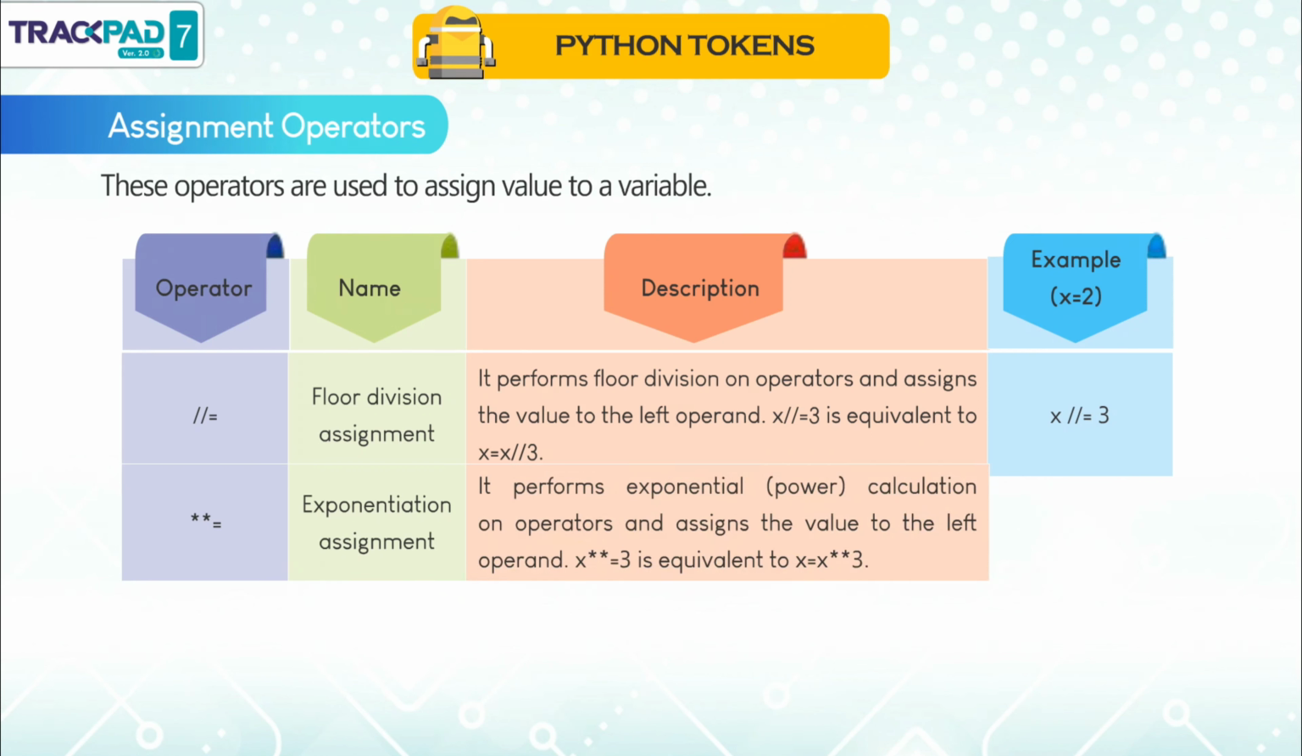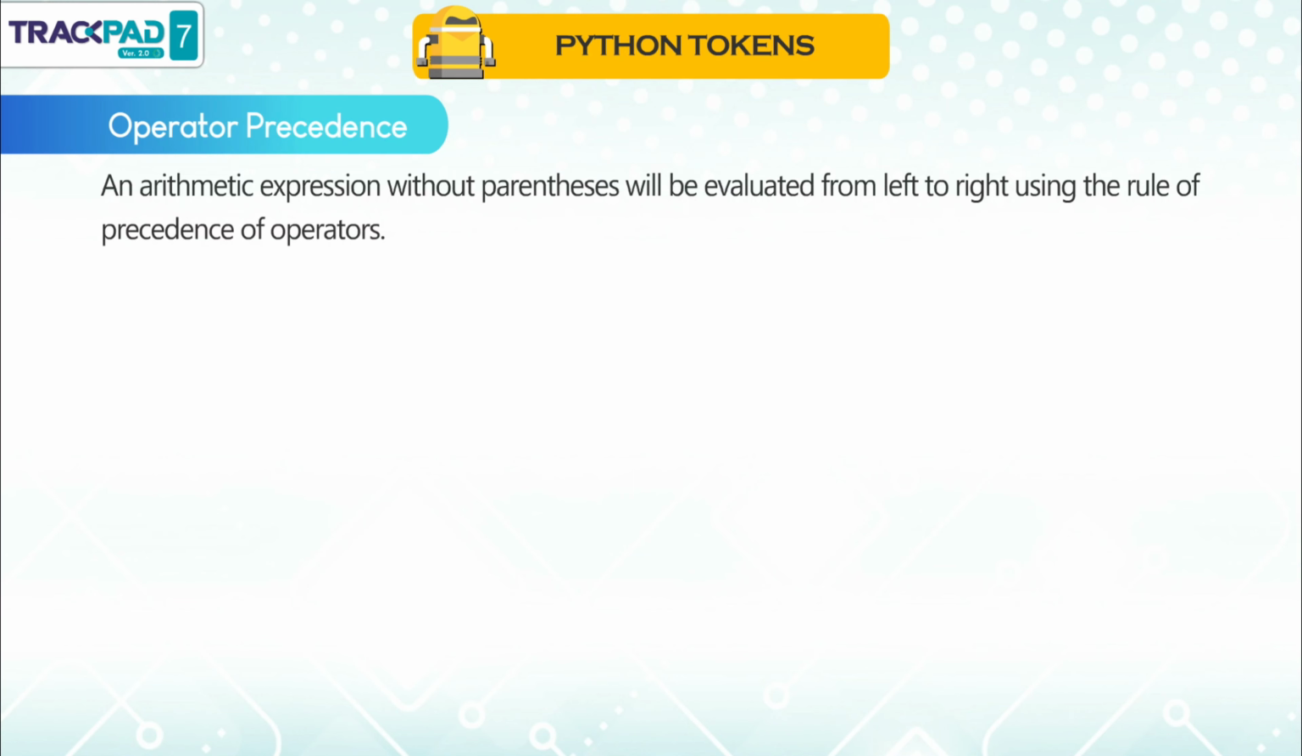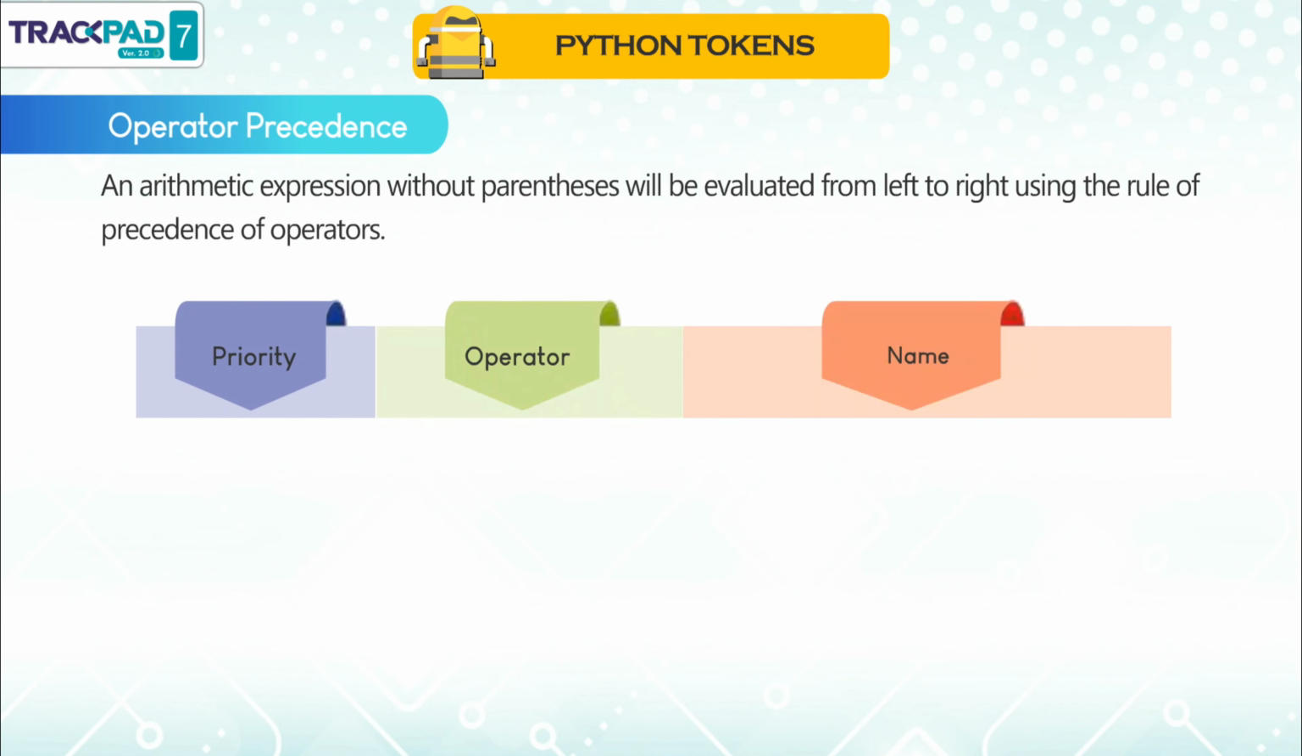Operator precedence. An arithmetic expression without parentheses will be evaluated from left to right using the rule of precedence of operators. Priority with operator and name. First, brackets, parenthesis. Second, ** exponent. Third, *, /, %, // multiplication, division, modulo, floor division. Fourth, + and - addition, subtraction.